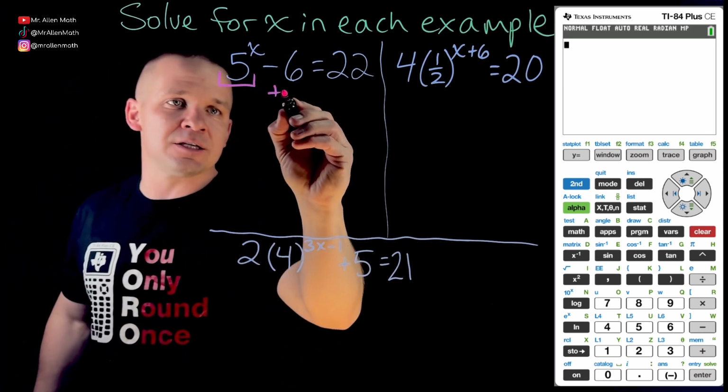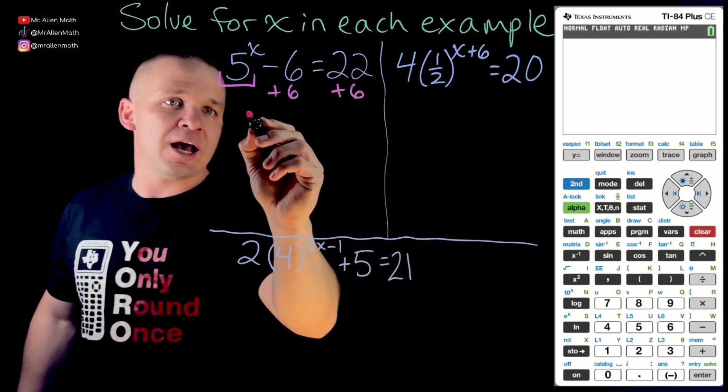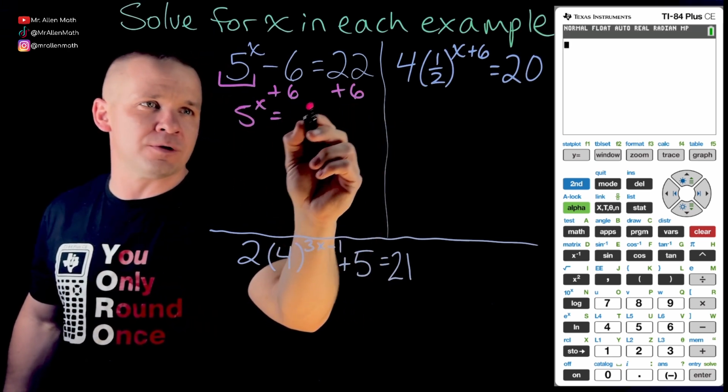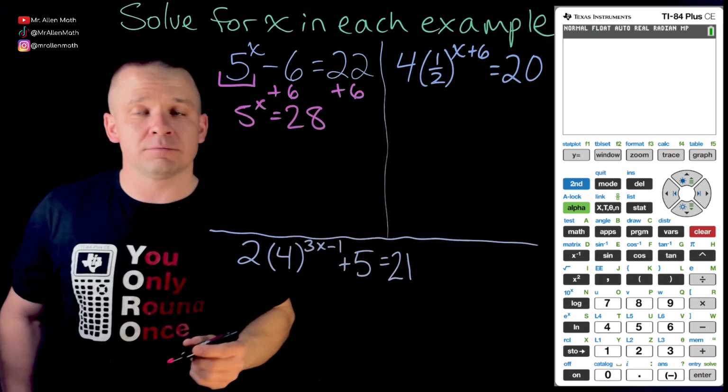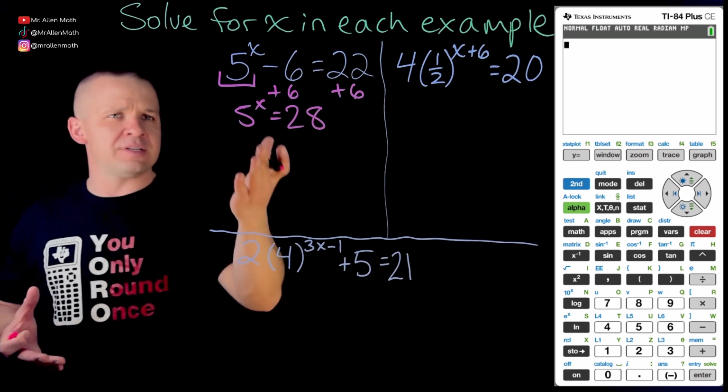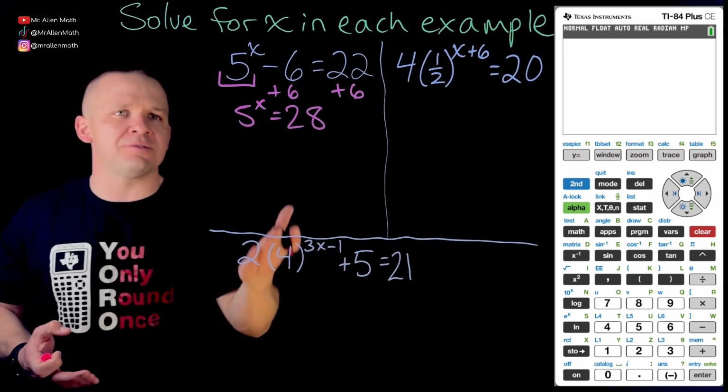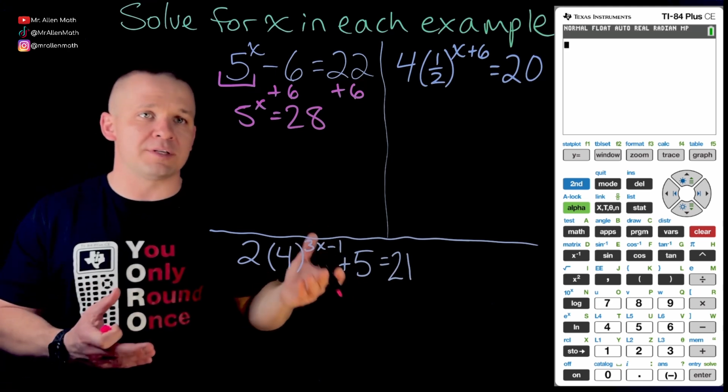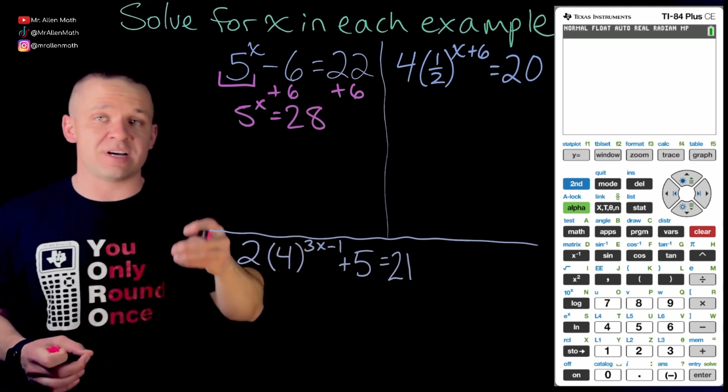So I'm going to add 6 to both sides as I normally would. And now I have 5 to the x equals, looks like what, 28? Cool. But now I have this x in my exponent. So what do I do? I can't divide by 5 on both sides. That's not how it works. It's 5 raised to the x, not 5 times x.